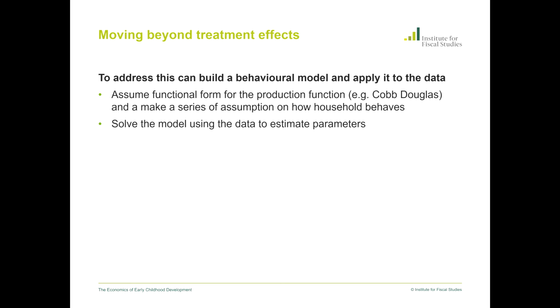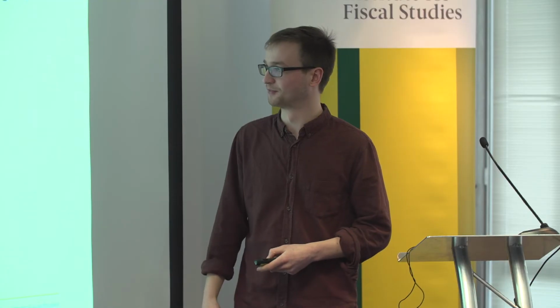So in practice, this means assuming a functional form for f, for example a Cobb-Douglas. So our functional form f now has some expressible function. And I make a series of assumptions about how the household behaves. So they're utility maximizing, they care about their children, etc. And then I solve this model using the data with some sort of maximum likelihood or complicated econometric method.